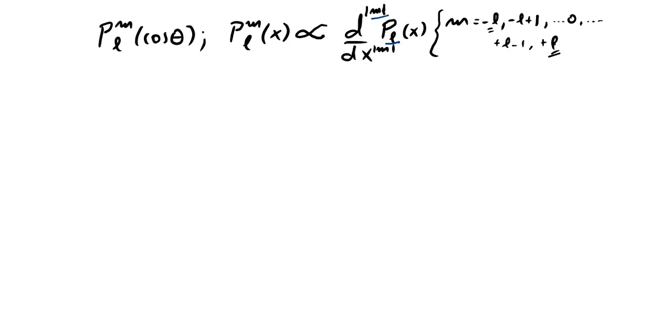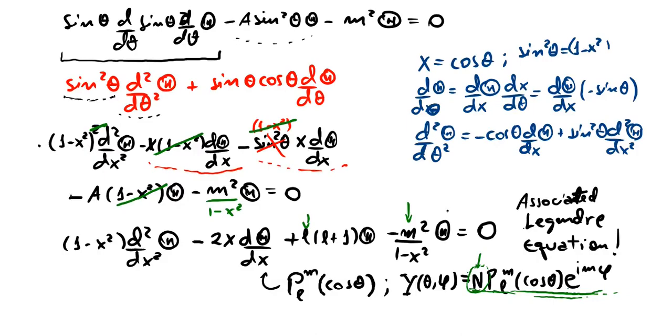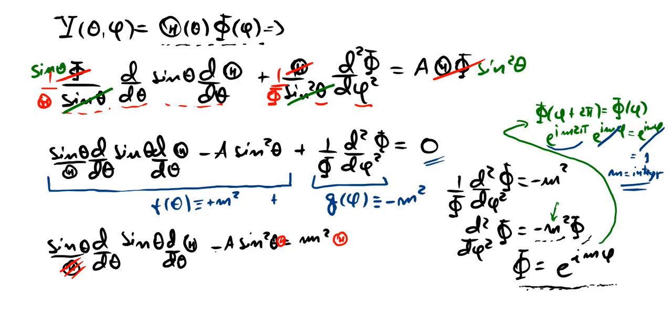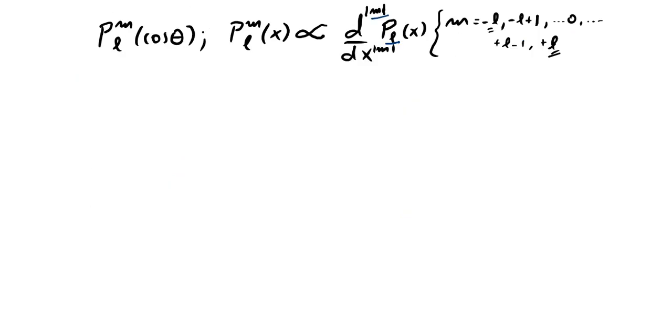And why is that? It's integer because of the periodicity of the phi coordinate, as we discussed in this part here. And it has to have a limit at minus L and plus L because of the derivative that you take when you want to find a solution for the associated Legendre equation using the Legendre polynomials. You cannot derive this polynomial to an order higher than the order of the polynomial itself.